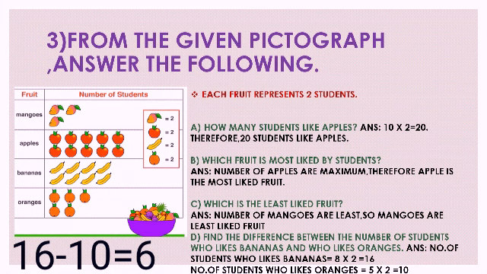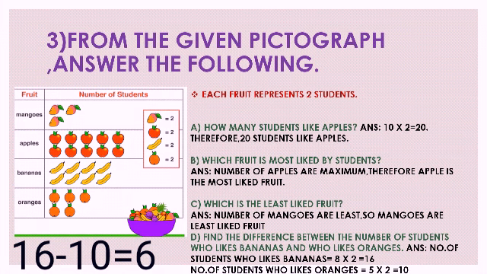One apple means 2 students. One banana means 2 students. One orange means 2 students. So if one apple means 2 students, then 2 apples will mean how many students? 4 students. If one mango means 2 students, 3 mangoes will be equal to how many students? 6 students. If one apple equals 2 students, 10 apples will be equal to how many students?